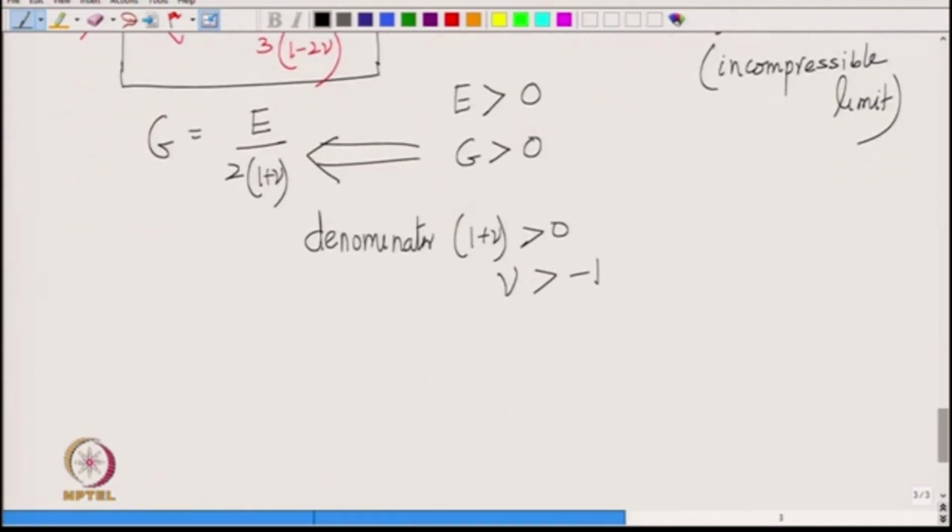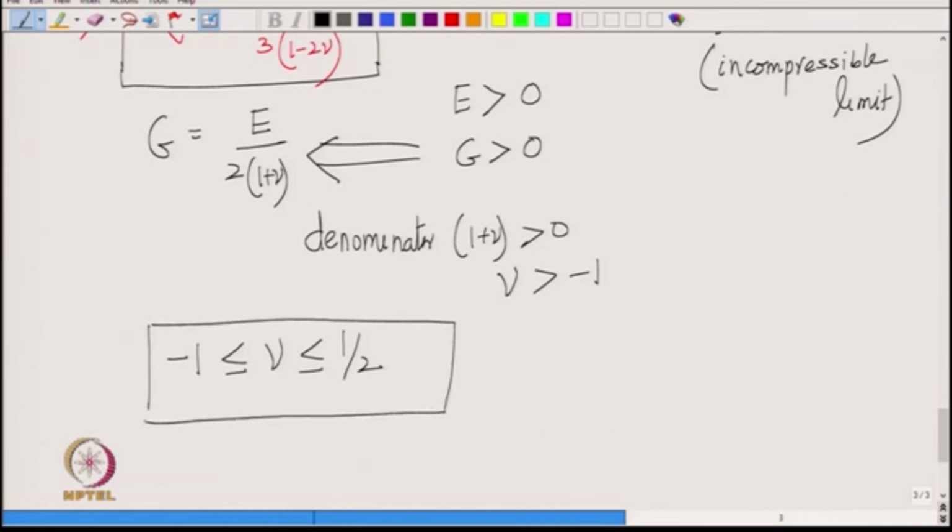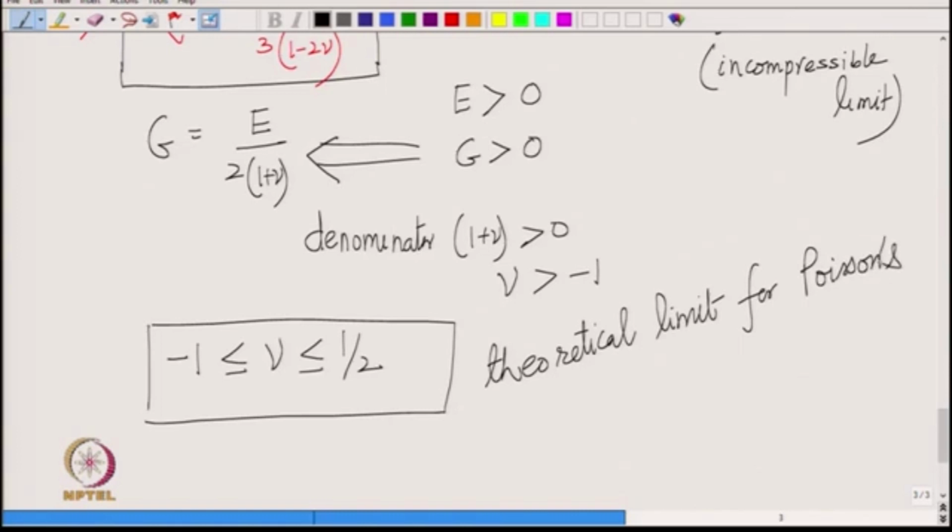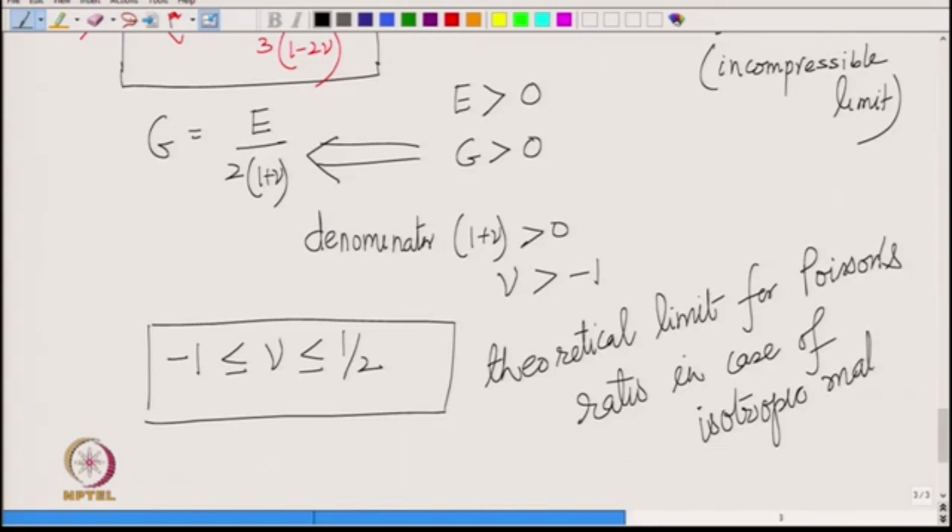So, this tells us the theoretical limit for Poisson's ratio is minus 1 less than or equal to nu less than or equal to 1 half, right. So, that is the theoretical limit for Poisson's ratio in case of isotropic materials. So, this is only for isotropic material. All right.